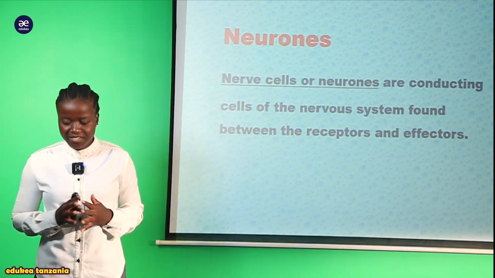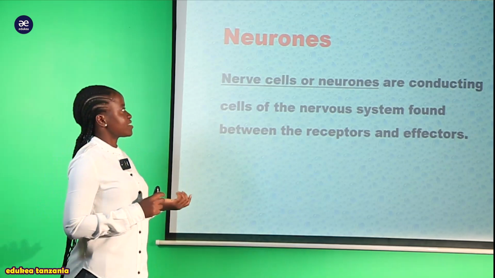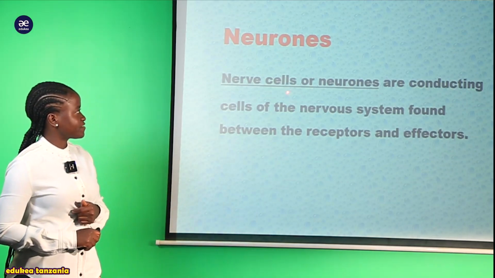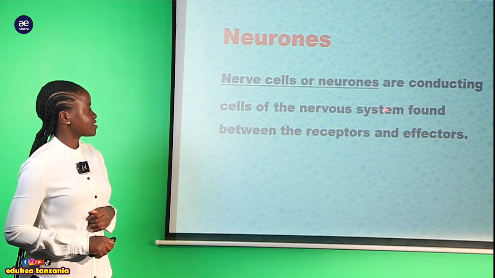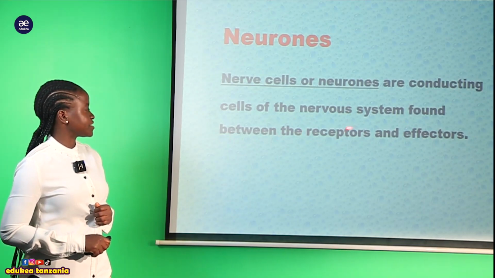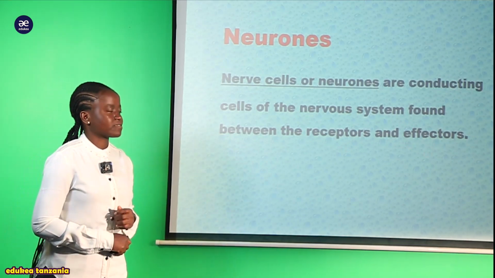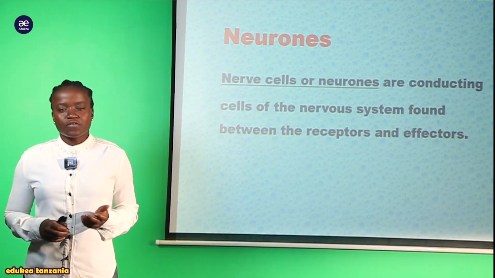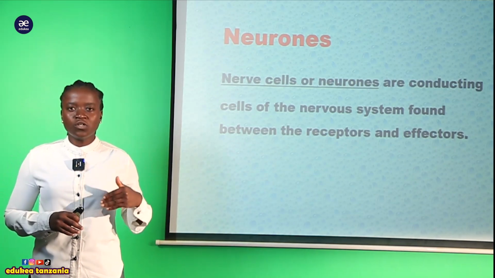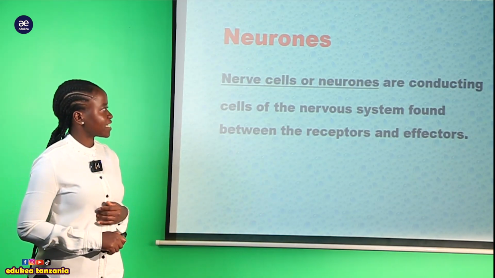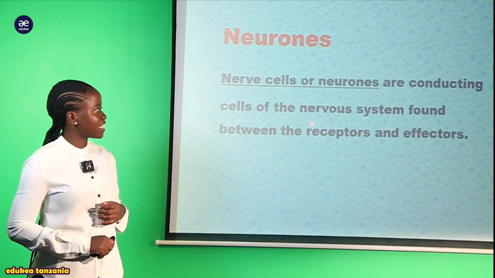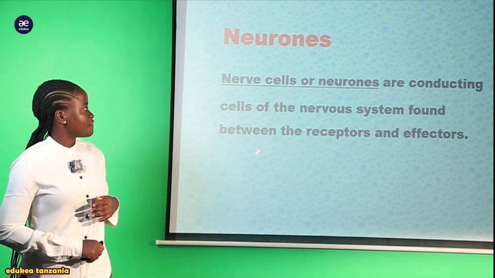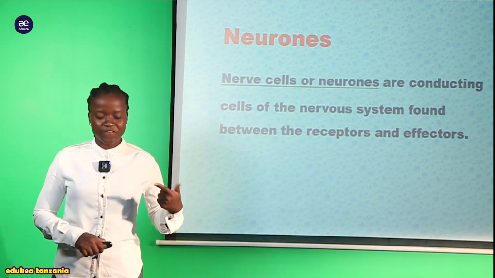So what is this now? Here we are saying that this nerve cell or the neurons are conducting cells of the nervous system found between the receptors and the effectors. So this nerve cell or the neurons in general, we are saying that they are conducting cells. These are conducting cells of the nervous system found between the receptors and the effectors.